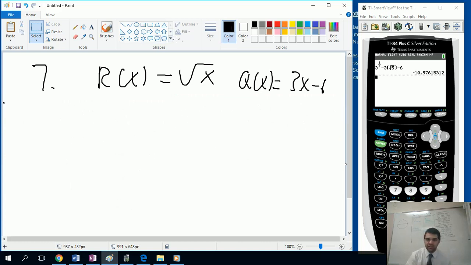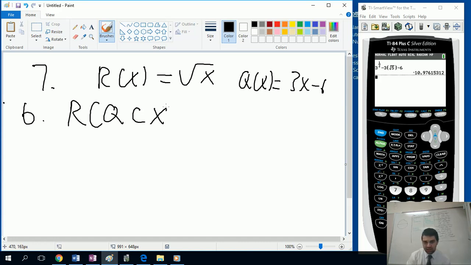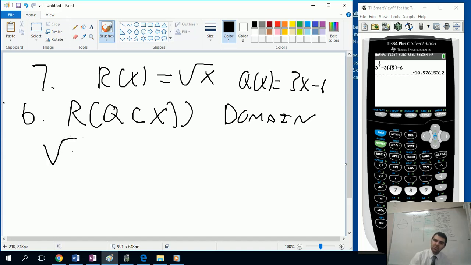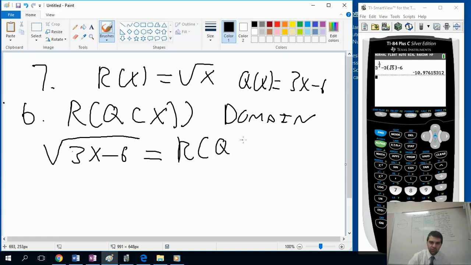Part B is R of Q of x and its domain. So B is going to be R of Q of x, and you're also going to know the domain. R of Q of x is going to be the square root of x, but the input is Q of x. So that's going to be the square root of 3x minus 6. So that's equal to R of Q of x.